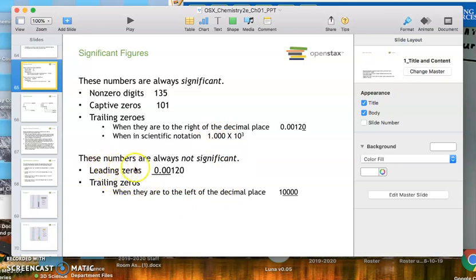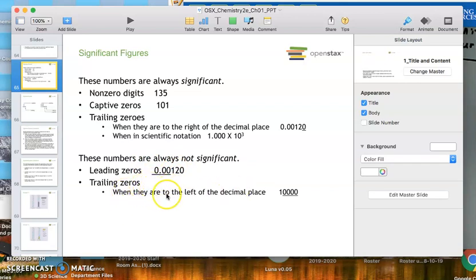All right, leading zeros are not significant. So what is a leading 0? Well, if you're leading someone, you're in front of someone, right? So a leading 0 is a 0 that's in front of non-zero digits, and these are referred to as leading zeros. This example here has 3 significant figures: the 1, the 2, and the 0 here. This is a trailing 0 to the right of the decimal place. Leading zeros are not significant.